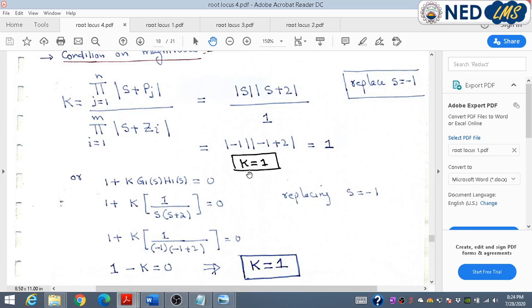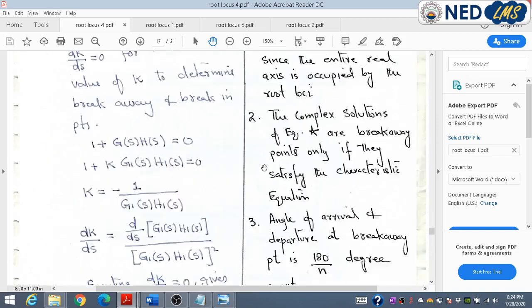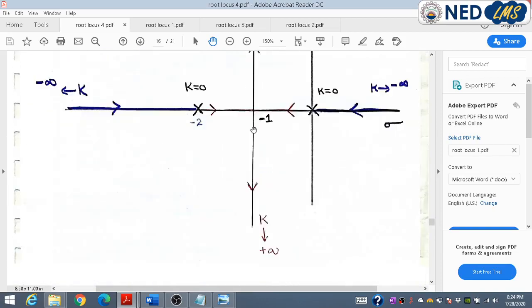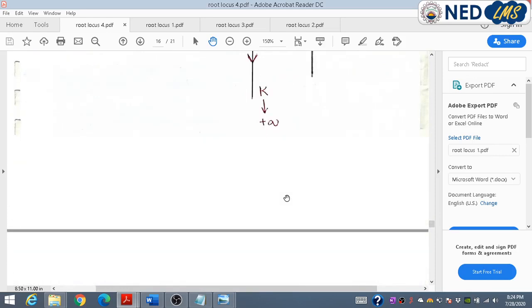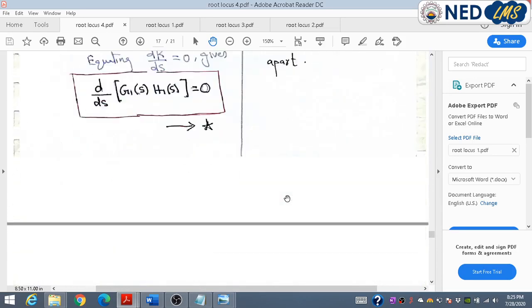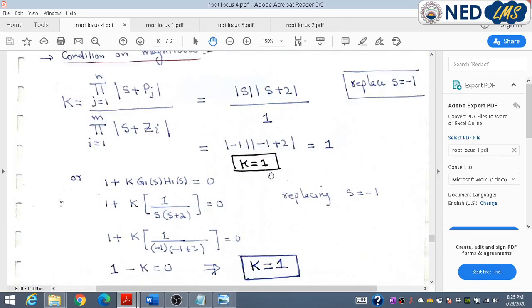It is not necessary that k always comes out to be 1 when we place minus 1 here. It may be any value, but what would be the sign of this value? For this we have to check our root locus to see where this point lies. If this point lies on RL, then k should be taken as positive. If the point lies on CRL, then the value of k would be negative.